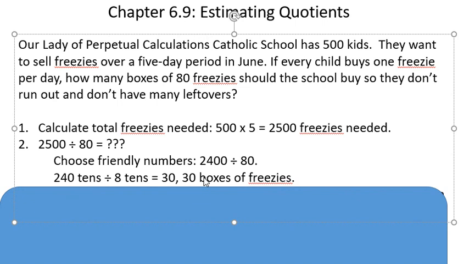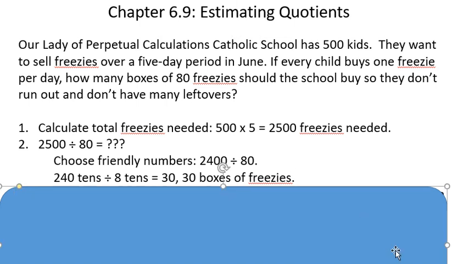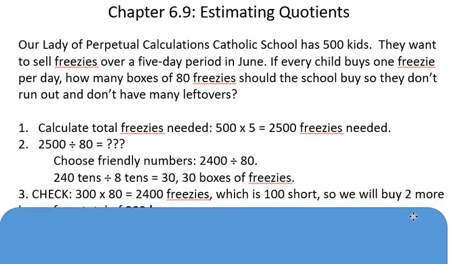And let's see if this makes sense by using our fact families. 30 times 80. 3 times 8 is 24. Add the two zeros, and we got 2,400. But if we do this, we're probably going to run out because we only calculated for 2,400. So we need a bit more.